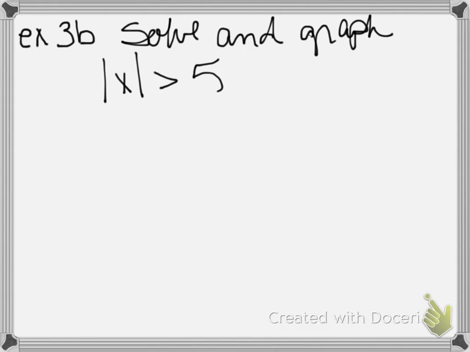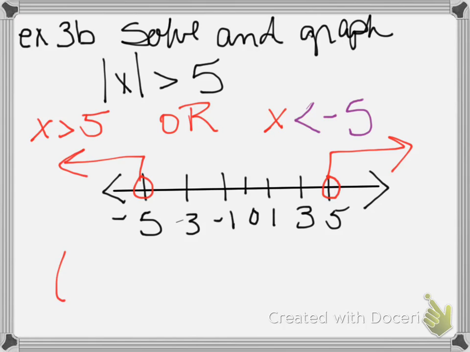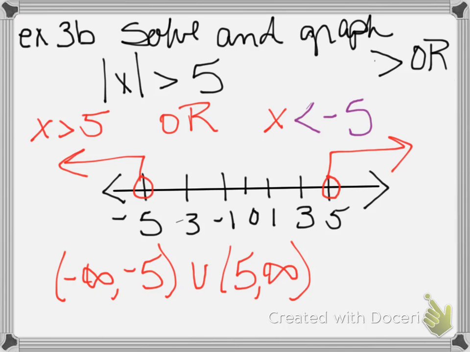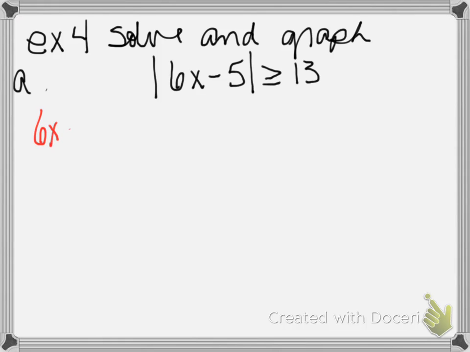Solving and graphing: absolute value of x is greater than 5. That greater than symbol is an or. So once again, we have two interval notations. The big thing to remember is a greater than symbol is or. A less than symbol is an and.